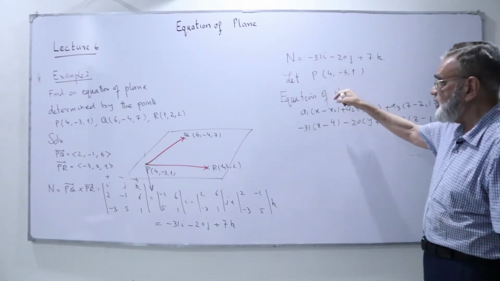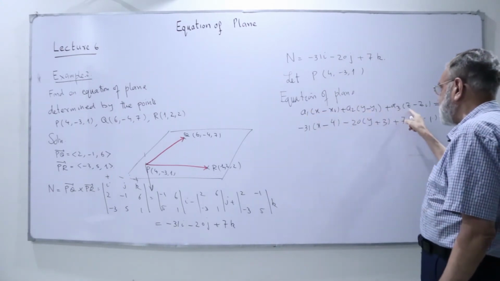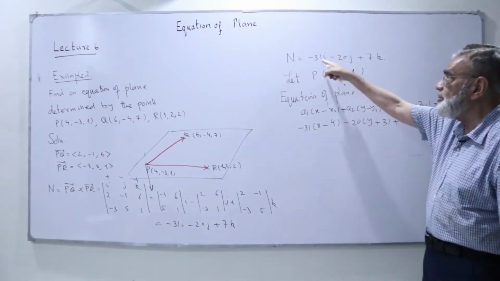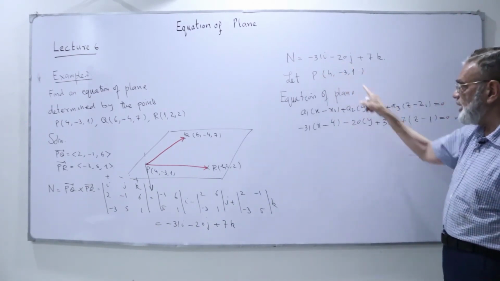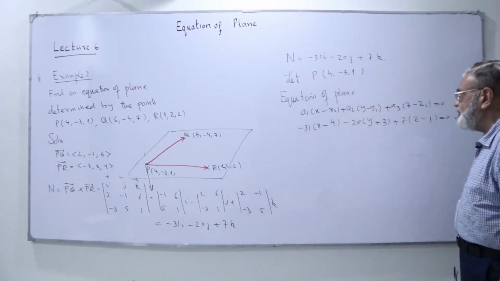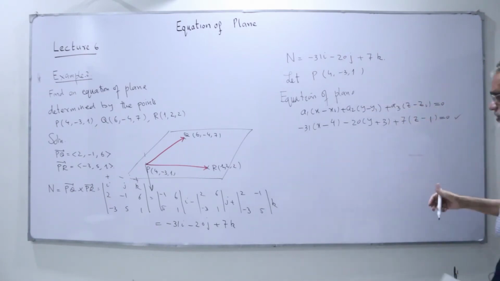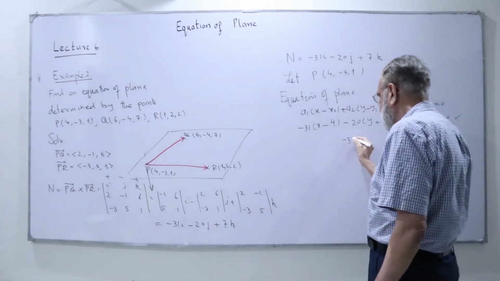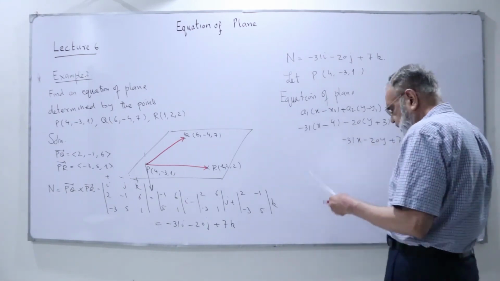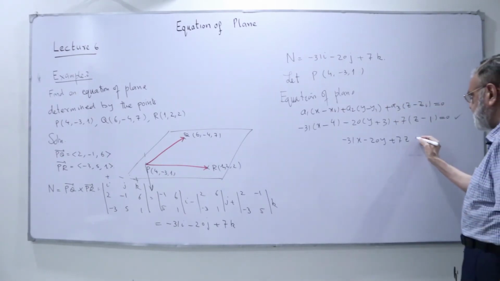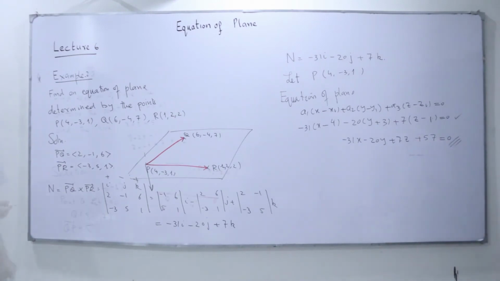And there we can write the values of x1. We have the standard equation a1(x - x1) + a2(y - y1) + a3(z - z1). So what's my a1? a1 is -31, x minus 4, then a2 is 20, and y1 is -3, minus becomes plus. And a3 is 7, and our z1 is 1. We simplify this and get -31x - 20y + 7z plus 57 equal to 0. So this is my equation of the plane.